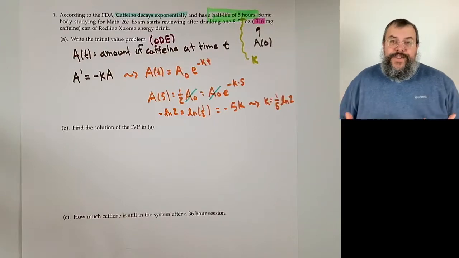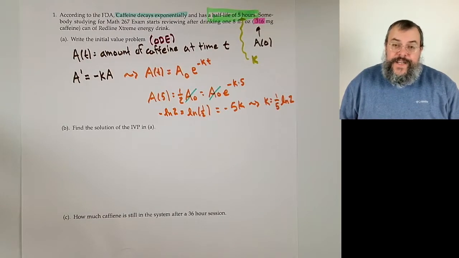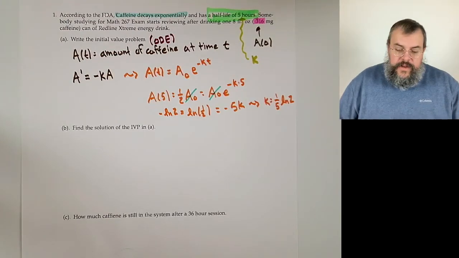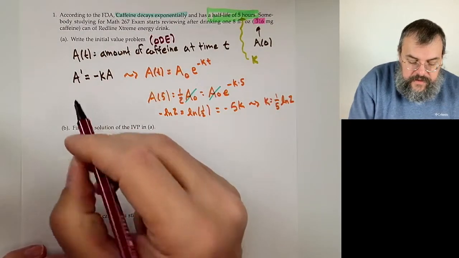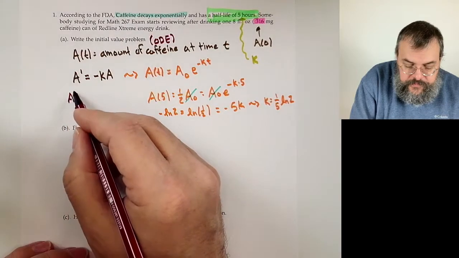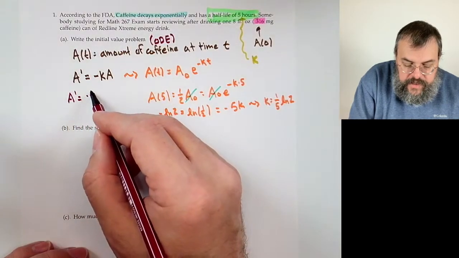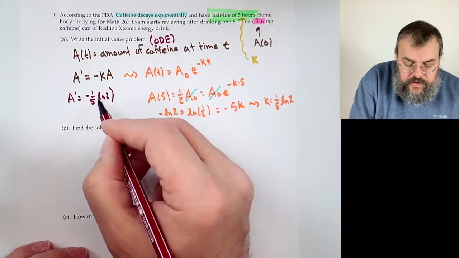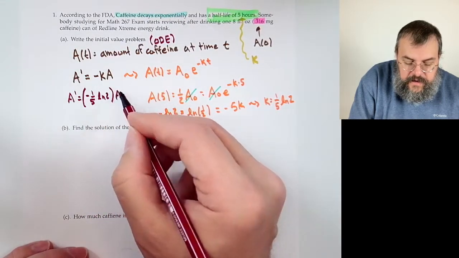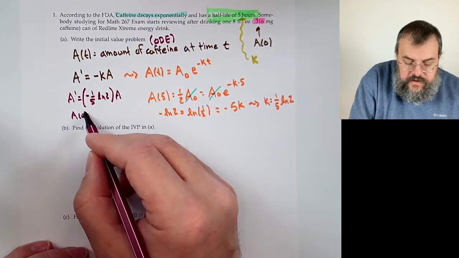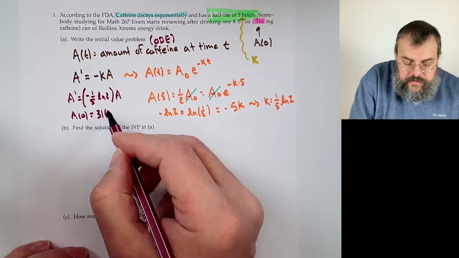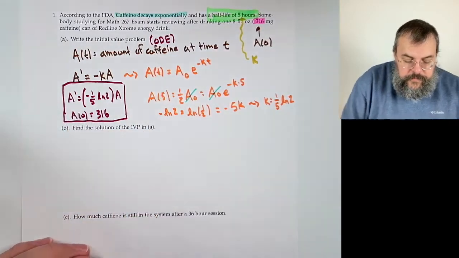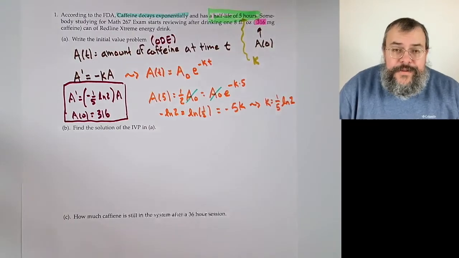All right, so we are now ready to answer, what is our initial value problem? It is, we have A prime equal to minus 1/5 natural log 2 times A, and A of 0 equals 316. And there we go. That's it. That wasn't so bad.